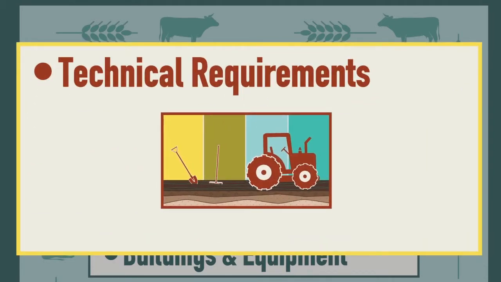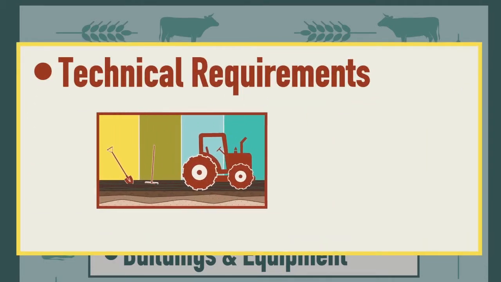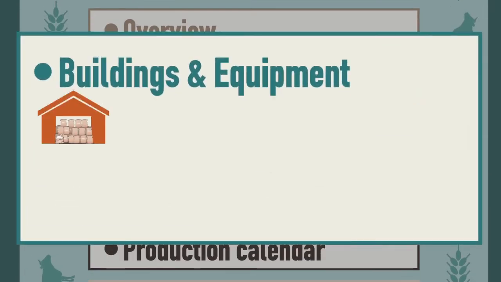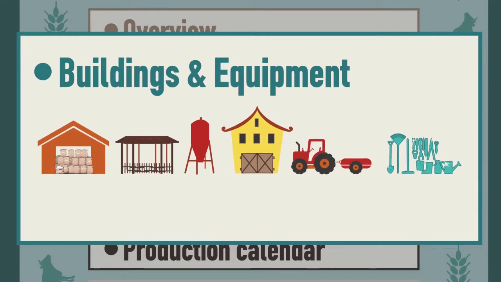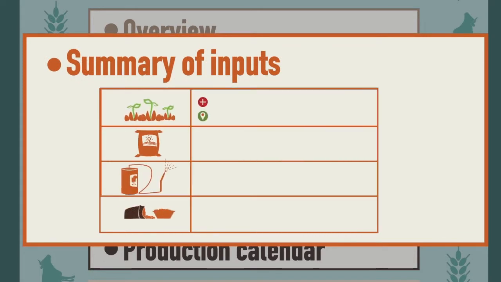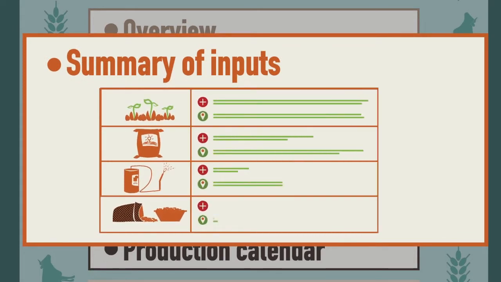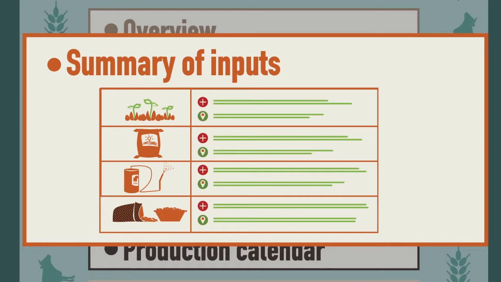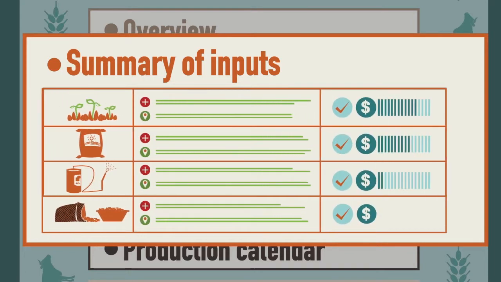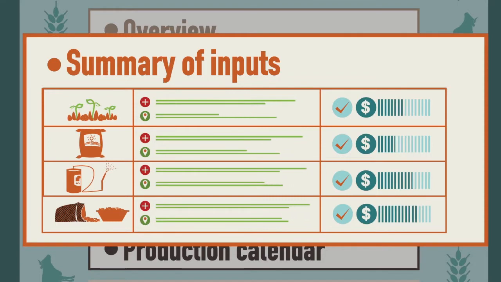Technical requirements of the crop, including seasonal land preparation, water requirements, and temperatures. A detailed list of the buildings and equipment that the farmer should have to effectively manage their farm and grow their crop. A summary of the inputs that a farmer will require and the specific qualities and sources of such inputs.